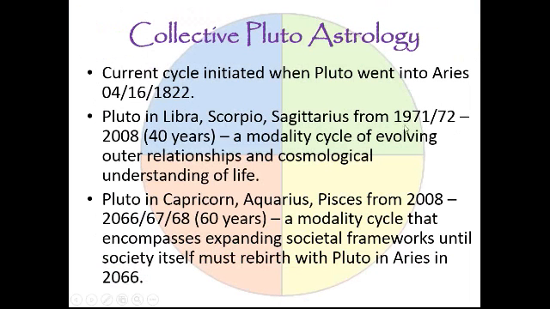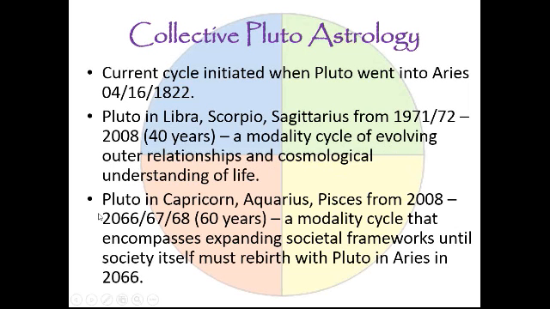That was a modality cycle. Modalities is how we act. And remember, modalities, there's three: cardinal, fixed, mutable. Cardinal, initiate; fixed, perseveres or sustains; and mutable, releases, integrates. And so we can look at these long Pluto cycles through each of these quadrants as being a mini cycle within themselves. And here we looked at this modality cycle as evolving our outer relationships and cosmological understandings of life.